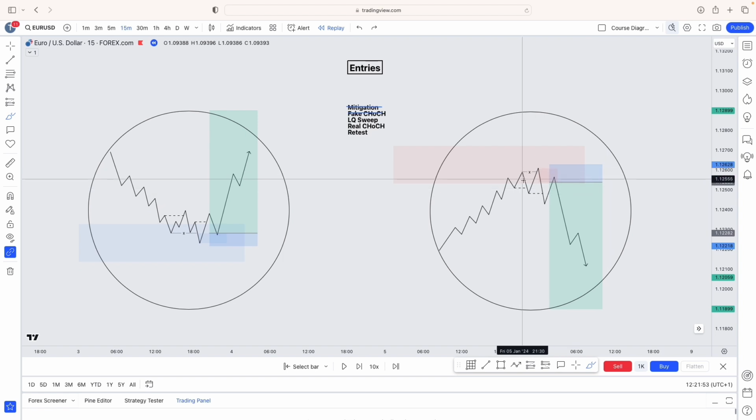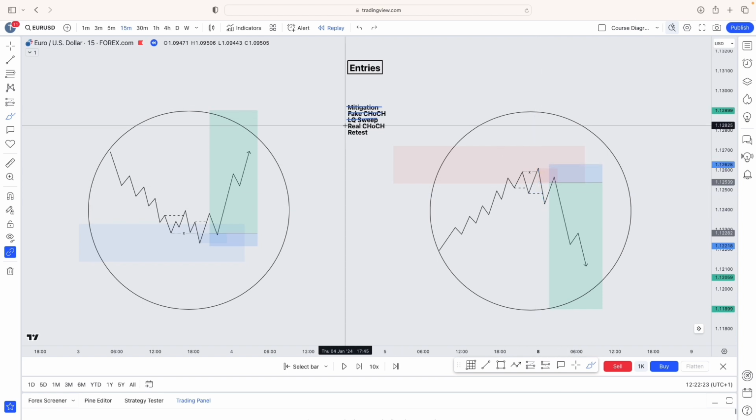So we have this fake CHoCH, generates that strong liquidity above this high, and price then comes up and sweeps this strong liquidity, either with a wick or with a candle body, it doesn't matter. So we then have that strong liquidity sweep above this high. Then what do we wait for? We wait for the real CHoCH to happen. So we wait for another fractal shift in structure to the downside. We get that real CHoCH to the downside here.